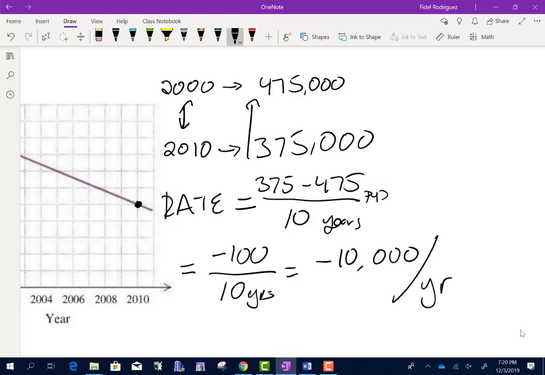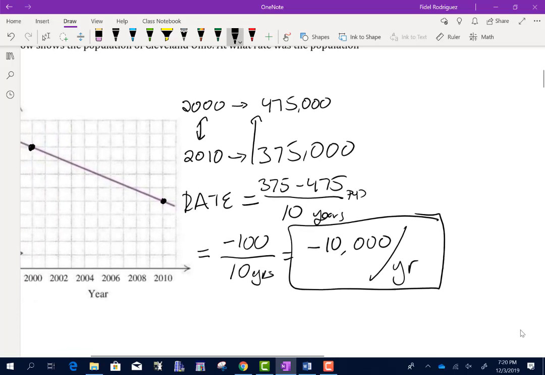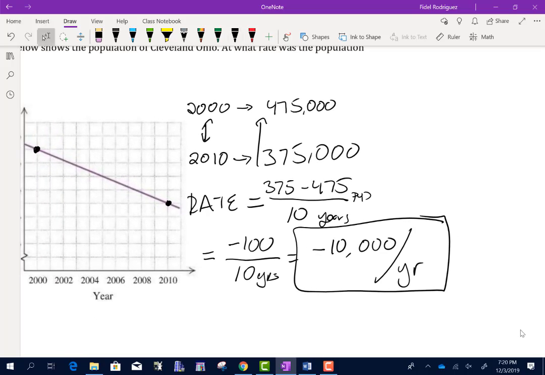So let's figure out what that's telling me. Was the population of Cleveland going up or going down? It was going down, right? Because in 2000 there were 475,000 people living there, and in 2010 there were only 375,000. So what that's telling me is that every year, on average, 10,000 people were leaving Cleveland. Very good.